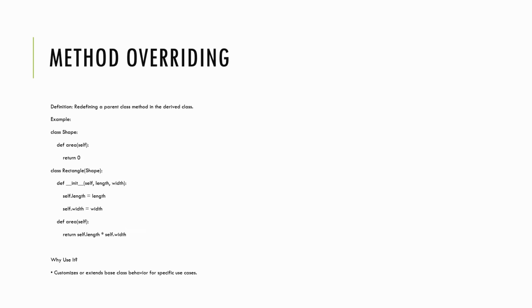Method overriding occurs when a derived class redefines a method from its base class. This allows derived classes to provide specific implementations like calculating the area of a rectangle. Overriding is vital for tailoring the behavior of inherited methods to suit specific needs.